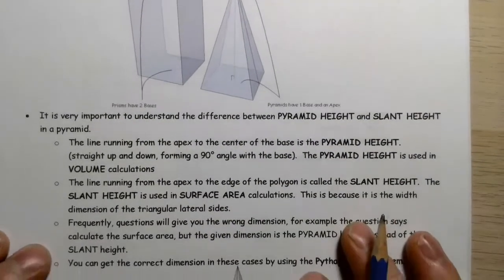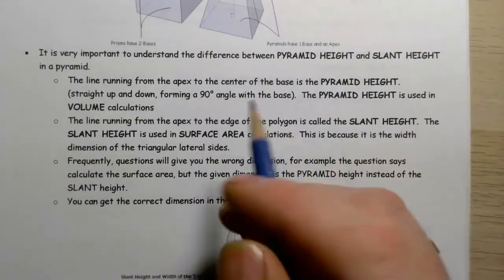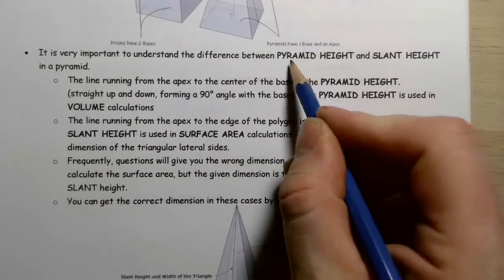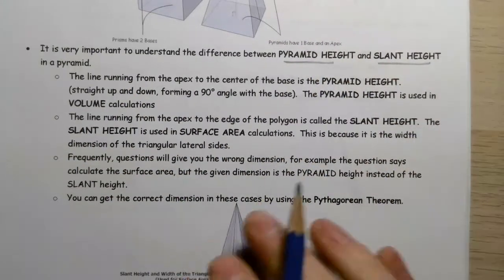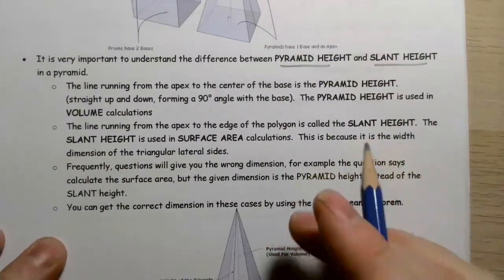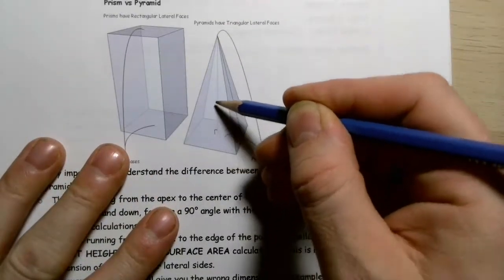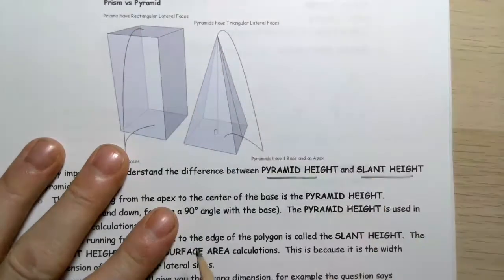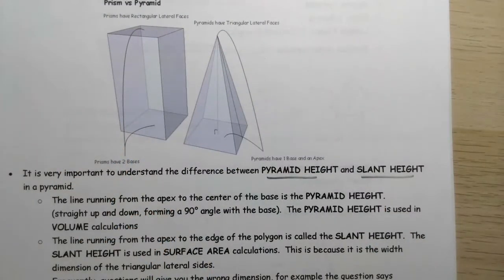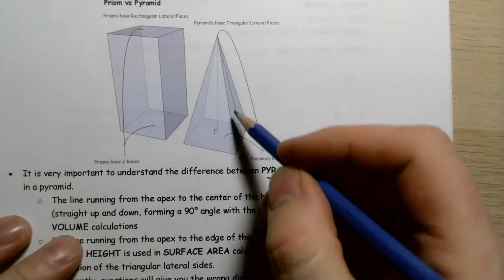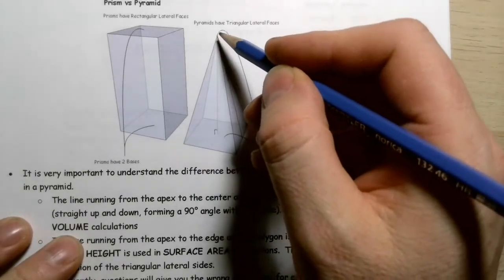Now, a really important couple of points here. It's very important to understand the difference between the pyramid height and the slant height. The pyramid height is going to be the distance from the base all the way up to the apex. If you were looking at this pyramid and you wanted to see how high it was, you'd climb up to the top and say, how high am I?